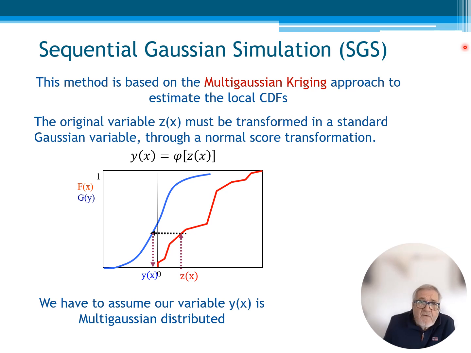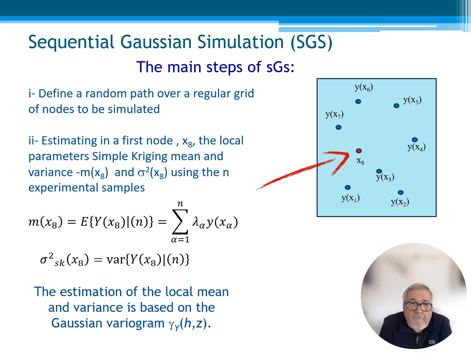So after we transform all our experimental values into Gaussian, we must assume, this is extremely important, that this variable is multi-Gaussian distributed. This cannot be validated. This is an assumption, as we've seen.